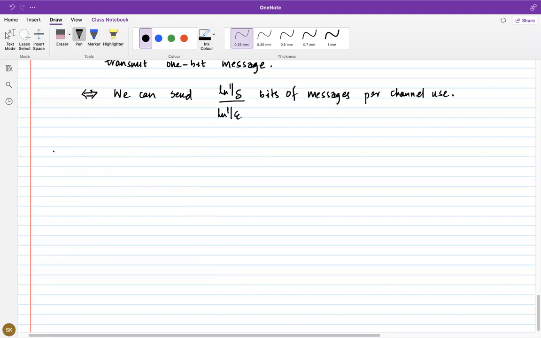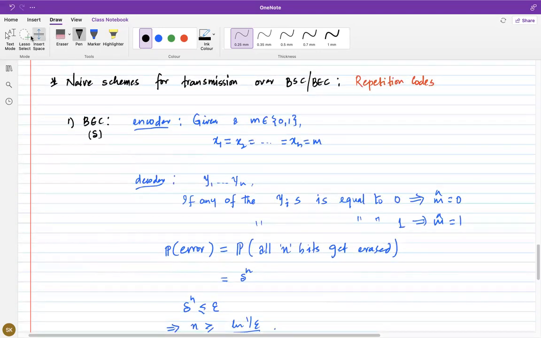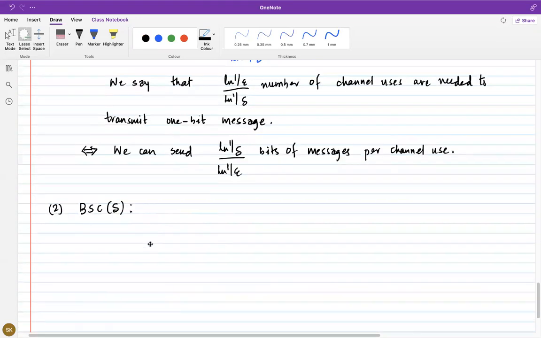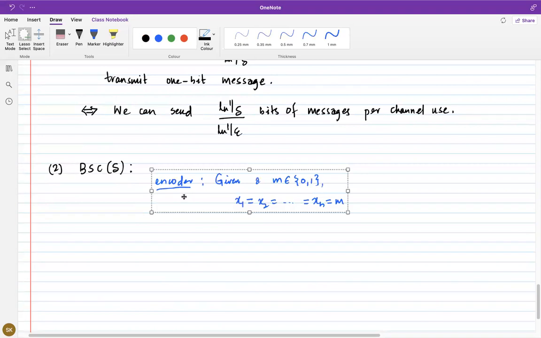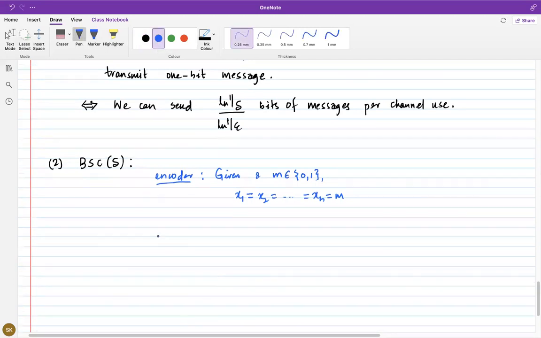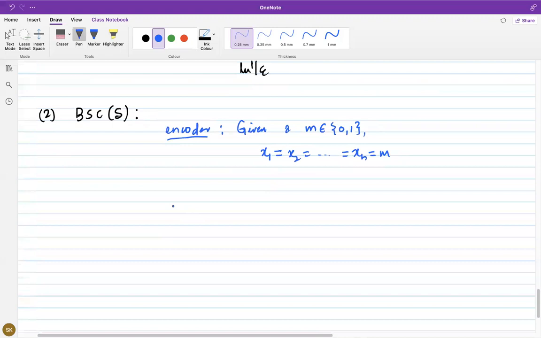Okay, so now we'll move to the second one, the naive scheme for the other channel, which is the BSC delta channel. Again the encoding rule is the same, so I can copy that, because we are relying on the repetition codes. So the encoder is the same, but the decoder is different this time. In fact, we'll try to think of an ML decoder, the maximum likelihood decoder.